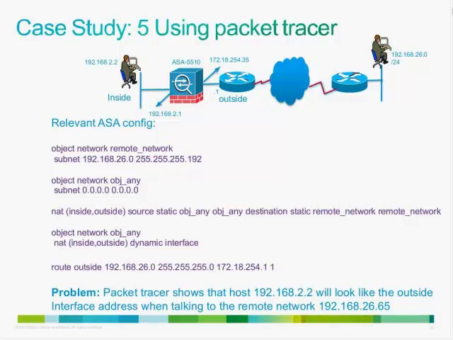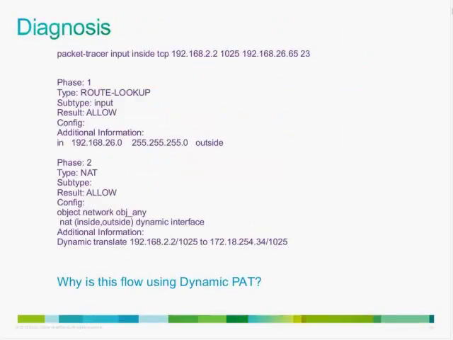But then the Packet Tracer keeps showing us that it's going to PAT everybody to look like the interface IP address, even when we talk to the remote network. Clearly, that's not the intention. The intention is the manual NAT line takes precedence over the auto NAT or object NAT that makes it look like the interface IP address. But then, the flow is taking the incorrect translation here.